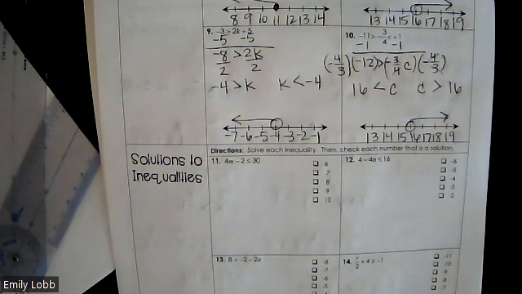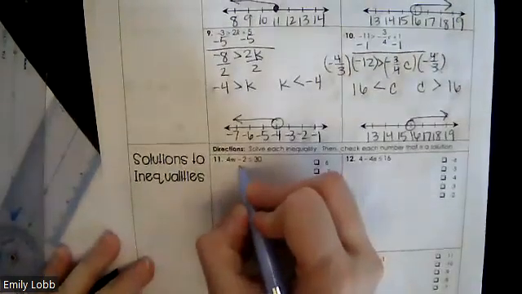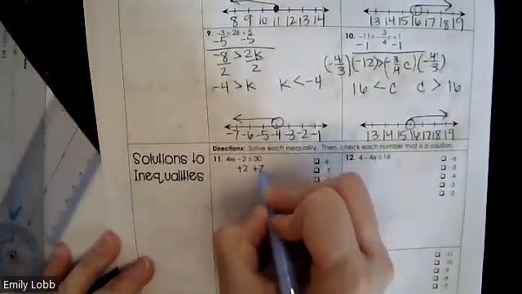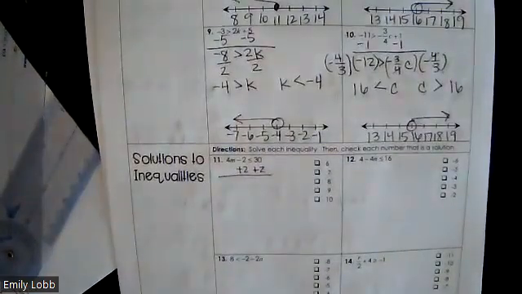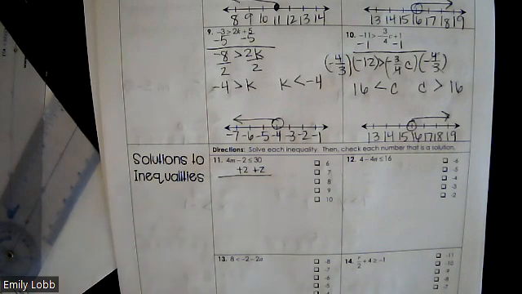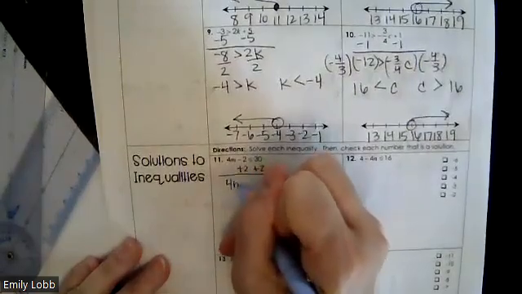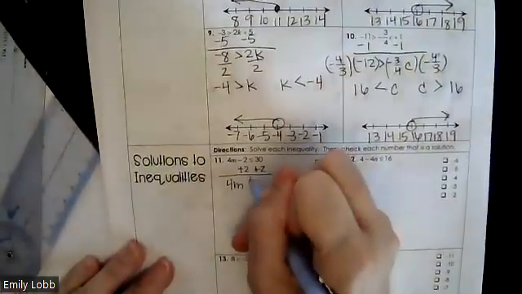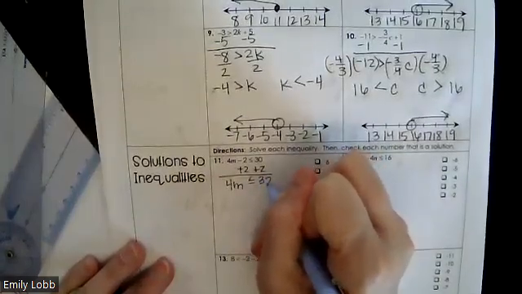It says, solve each inequality, then check each number that is a solution. All right, let's do it. So I'm going to get rid of this -2 by taking the opposite of it from both sides. Because we've been practicing 1-step and 2-step equations with this, perhaps by the time we're done with this, it would be a great time to retake your solving equations quiz as well, because this is so much more review, right? So here we have 4m is less than or equal to 30 plus 2 is 32.